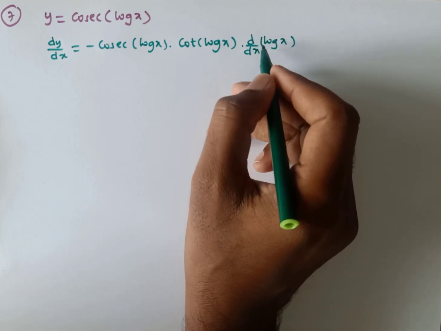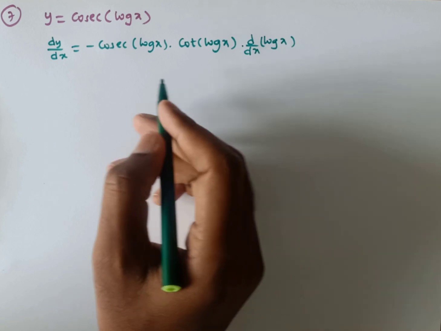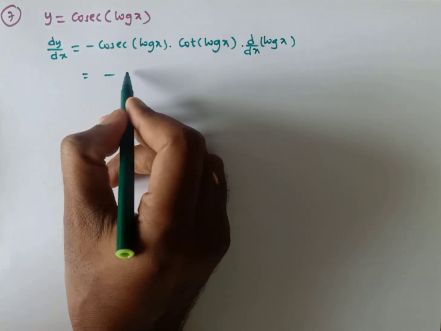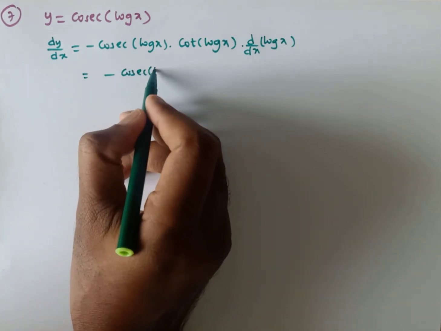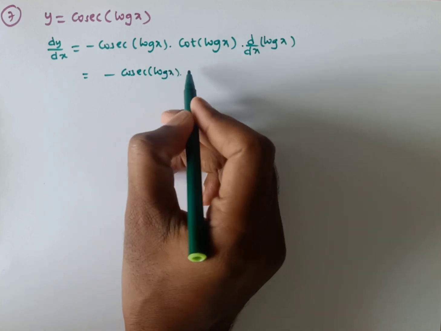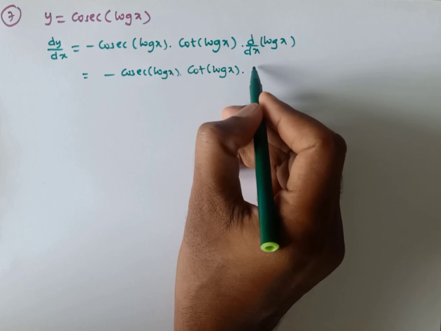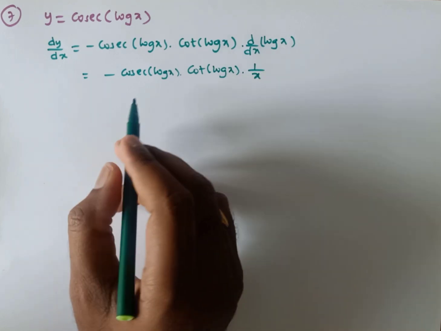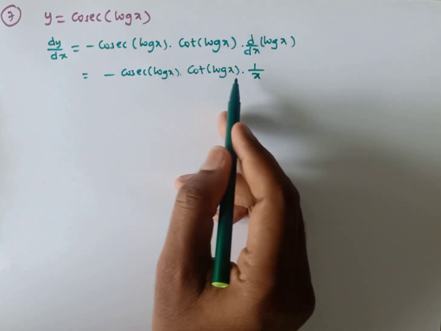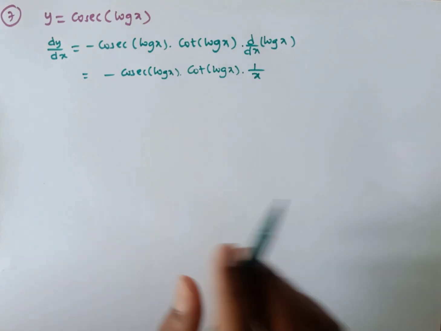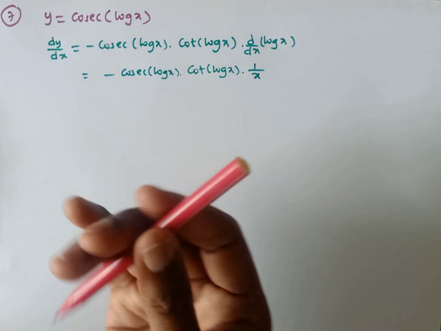ఇంతకుముందు ఒక ప్రాబ్లం చేసాం cot of అని. So like this. So this is minus cosecant of log x into cot of log x into the derivative of log x, which is 1 by x. So finally it is minus cosecant of log x into cot of log x by x అవుతుంది. Okay, that is.